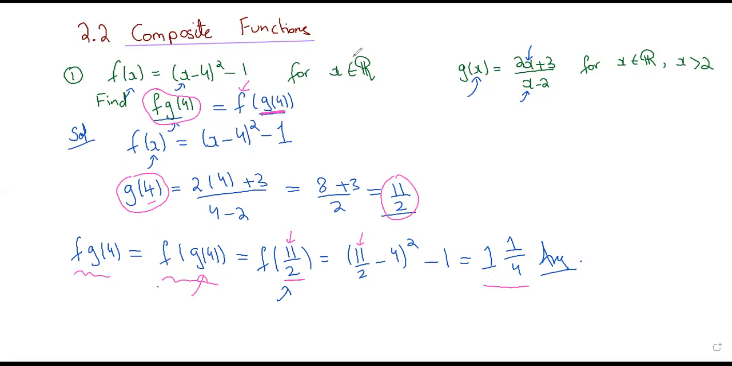And this basically means that the domain of f of x is the entire set of real numbers. And this basically means that the domain of g of x has all the real numbers which are greater than 2. Okay. So any confusions with the interpretation and the solution of this question?